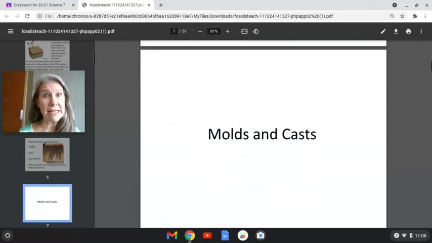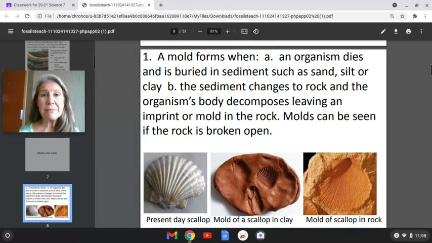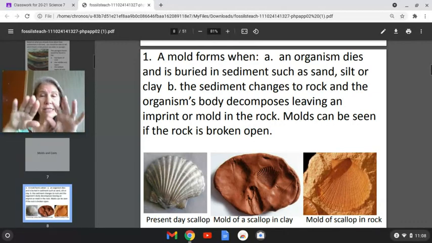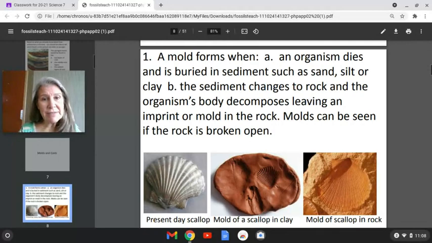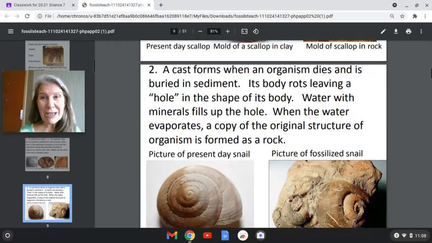So molds and casts, we talked a little bit about that before. A mold happens when that organism dies and it's buried in sediment, okay? And then it changes to rock. And as that organism's body decomposes, we have an imprint or mold in the rock. So it's kind of like printed, or maybe it's divoted out. And this is the part where I'm like, oh my goodness, this is how God made things. This is a present day scallop, and look at these fossils, very similar, almost the same as the fossilized ones.